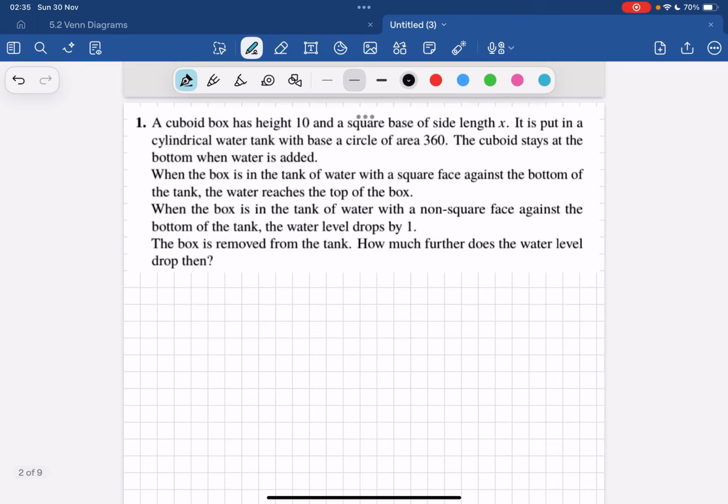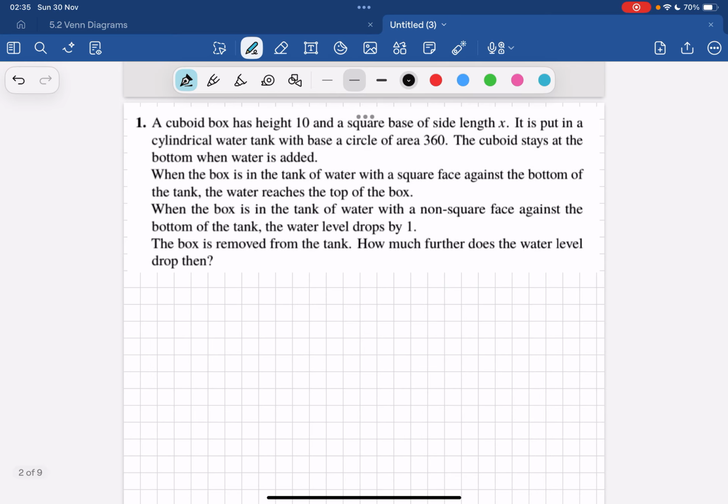Right, today we've got two Olympiad style questions. The first one involves some 3D shapes within each other. It reads the following. A cuboid box has height 10 and a square base of side length x. It is put in a cylindrical water tank with base a circle of area 360. The cuboid stays at the bottom when the water is added.